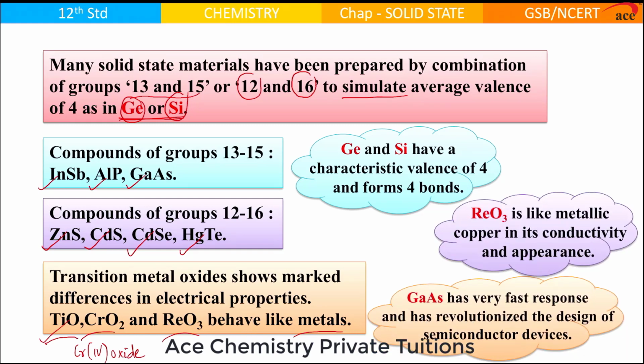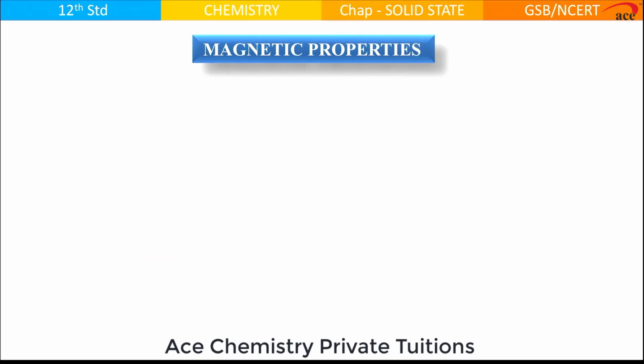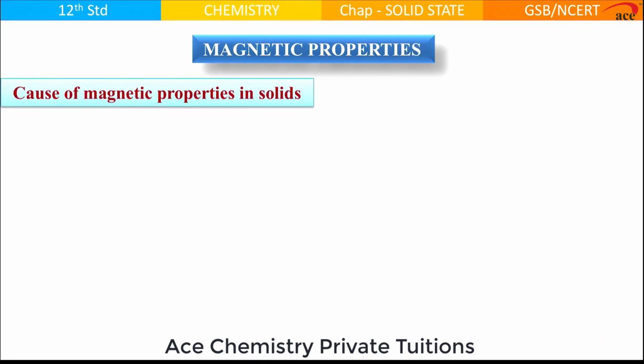Then gallium arsenide, a new age semiconductor, is revolutionizing the entire electronics industry. So, this slide tells you unusual information about semiconductors and some information about conductors, which we never expected at the first place to be conductors. And rhenium trioxide is a surprise for us, showing electrical conductivity like copper. So, we go to the next part, magnetic properties.